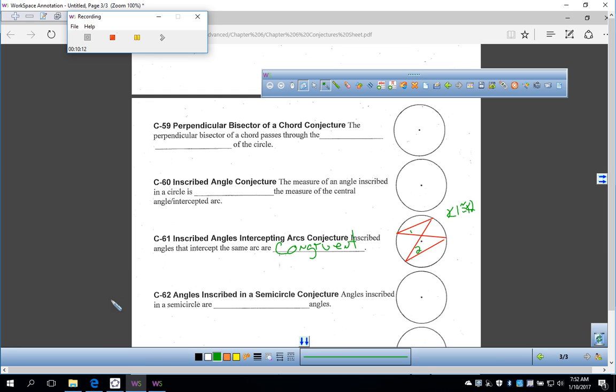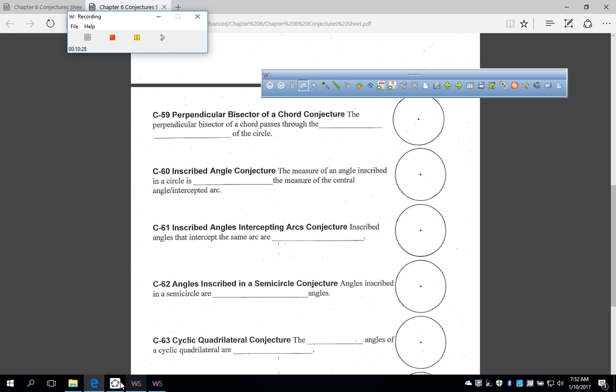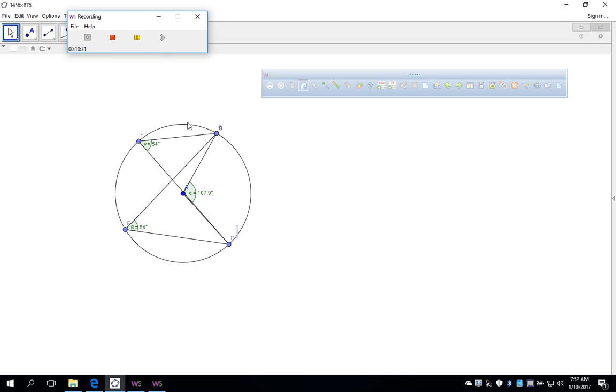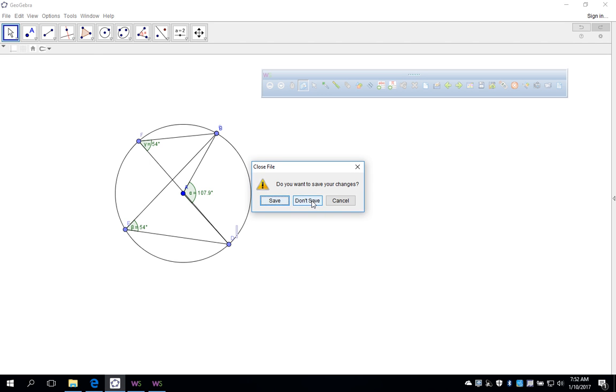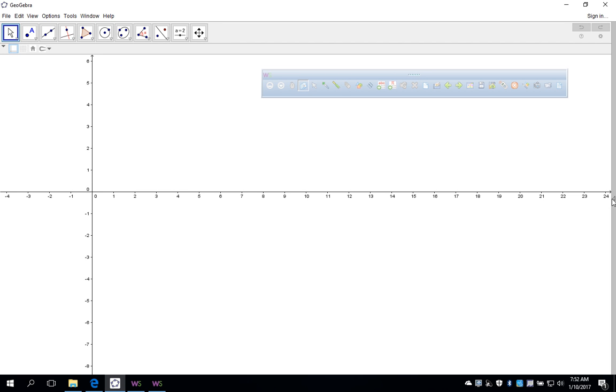You ready to do the next one? Let's do the next one. Let's try a new drawing on GeoGebra. Let's get rid of this one, or we can just go File, New, and don't save. So we're going to make a new drawing. In my case, I have to set this up again and choose Geometry.